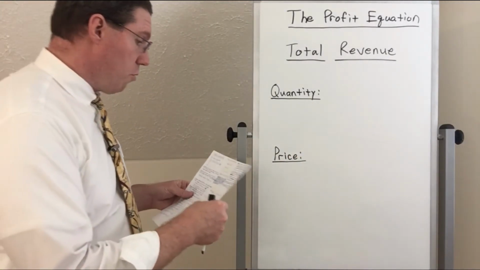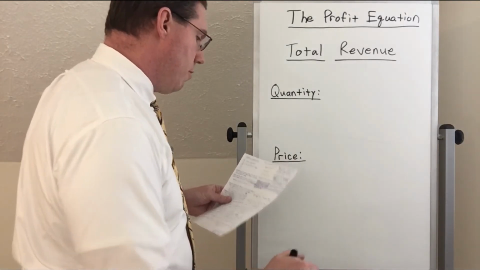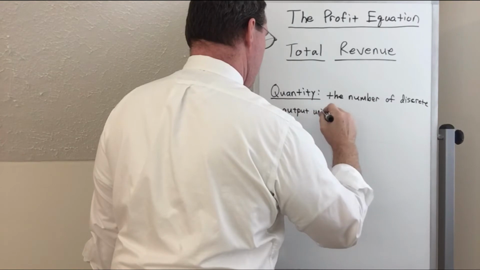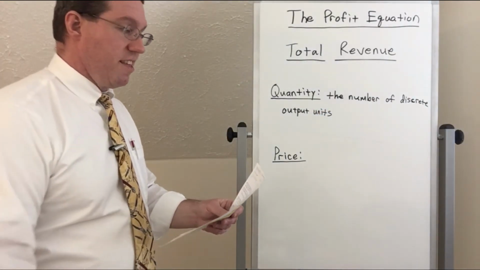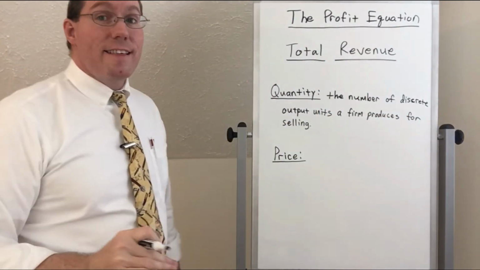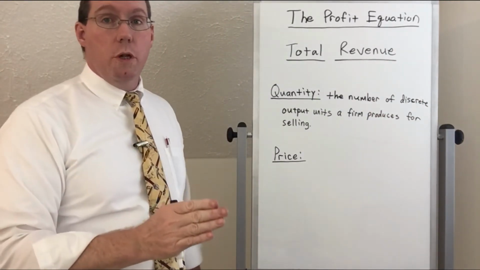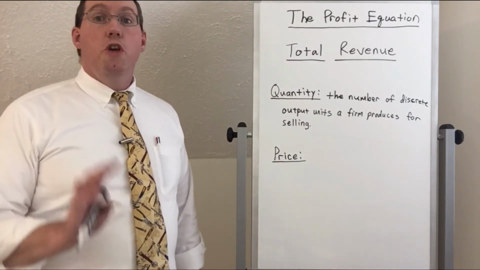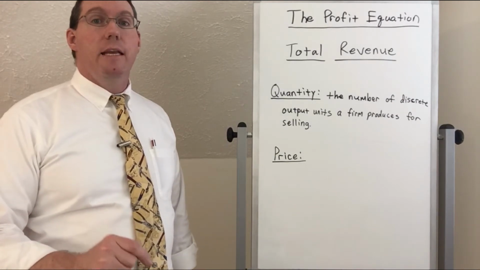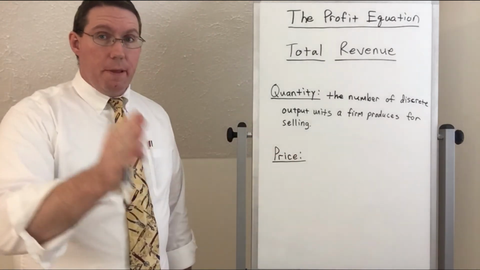Now, let me give you some definitions for those. Quantity is the number of discrete output units a firm produces for selling. Now, when I say the word discrete, discrete means broken up into individual, distinct pieces. For example, human beings, people, are discrete individuals. Okay? We count them in ones. We don't say 1.5 people. We say 1 person, 2 people, 3 people, 4 people.